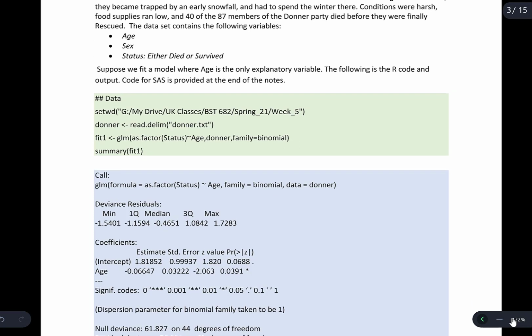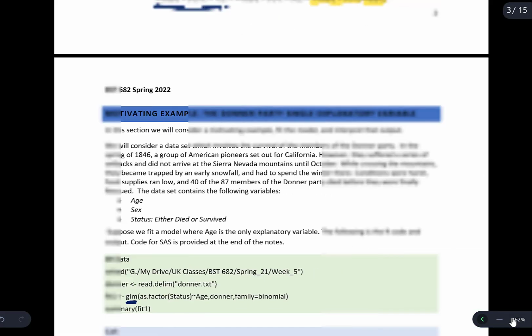Looking here at the code, the first thing I do is read in the data. This is very similar to what you would have seen previously working in R. But notice, to fit the model, I'm going to use GLM. Before, when we looked at linear models, you used LM. Now we use GLM. An important thing in R when you're working with GLM is that you have to be careful how you specify those categorical variables. So here I have specified them as factors.